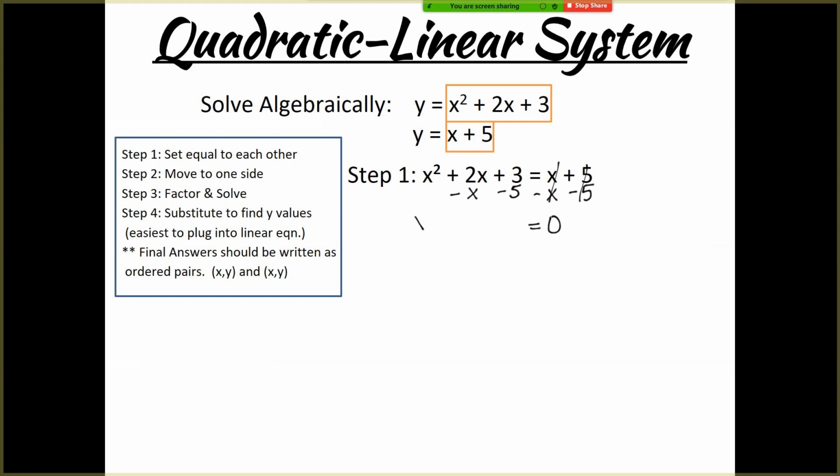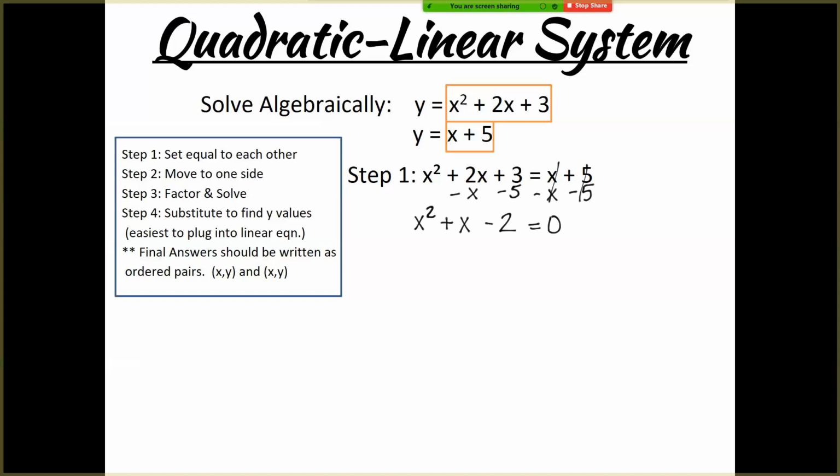So now on the left side, I still have x squared. I have 2x minus x. 2 minus 1 just gives me 1. And then 3 minus 5 gives me negative 2. So now I have x squared plus 1x minus 2 equals 0.